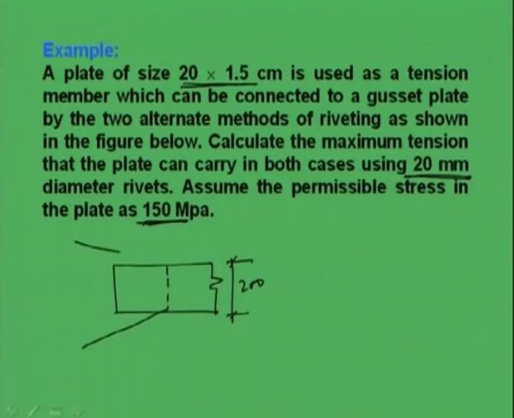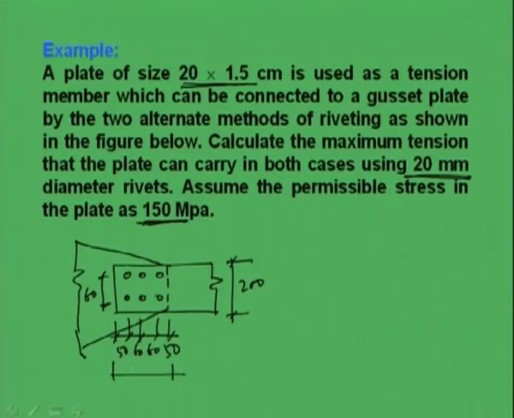Now this has been connected with this gusset plate, and riveting is done like this. That means chain riveting. This is given as 60 mm, and these are 50, 60, 60 and 50. That means pitch is 60 mm and edge distance is 50 mm. So, in this way it has been made. That means this will be 50 plus 50, 100, 220. This total length is 220.